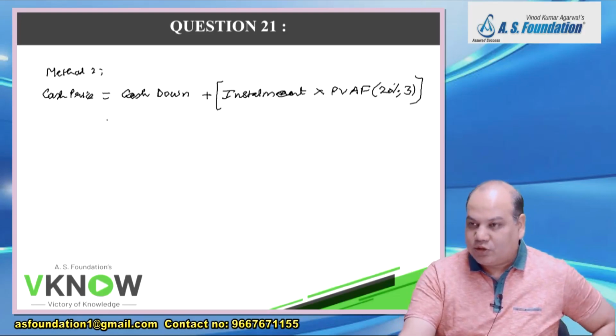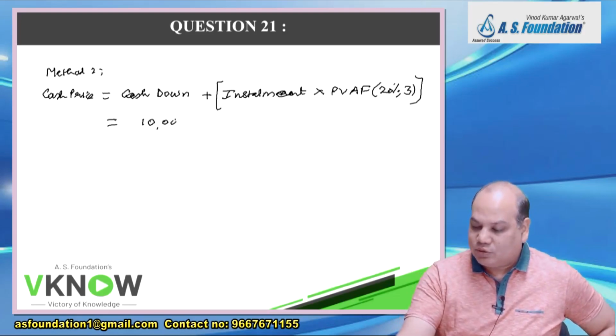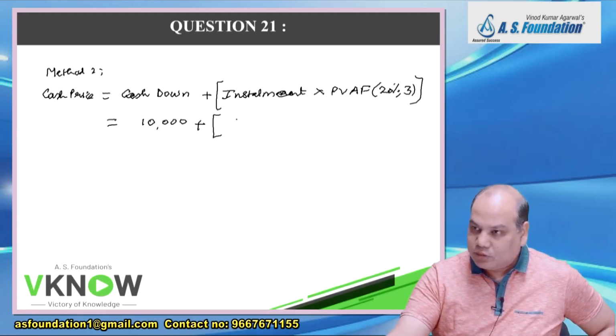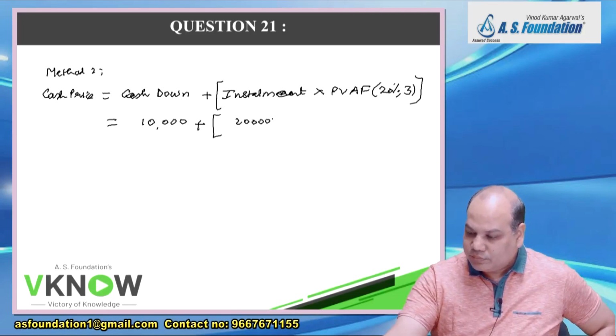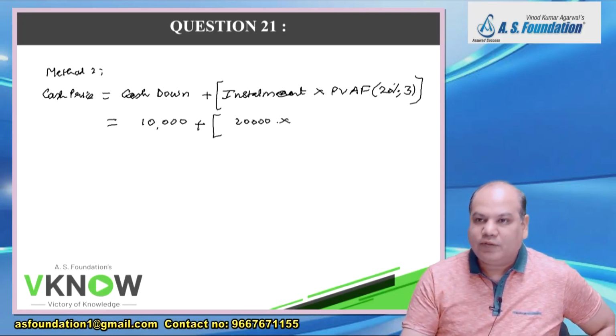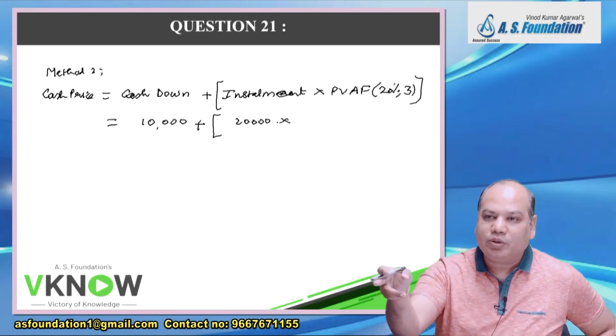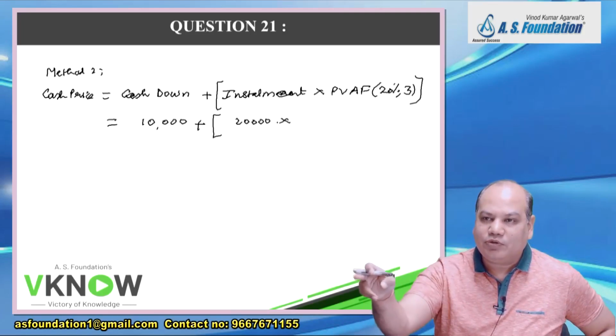So now you see, cash down is 10,000. That also we have to add. And the present value of installment. So installment amount is 20,000. Now tell me the annuity factor. Again 1 divided by 1.20 equals GT.